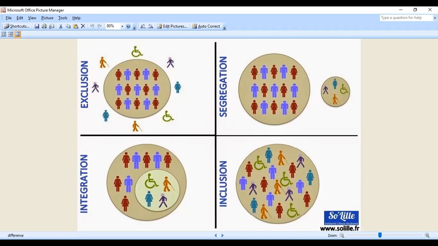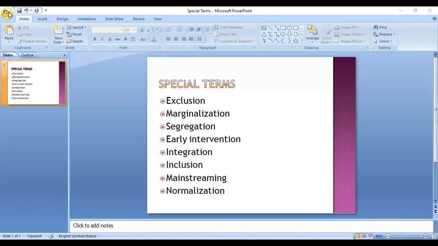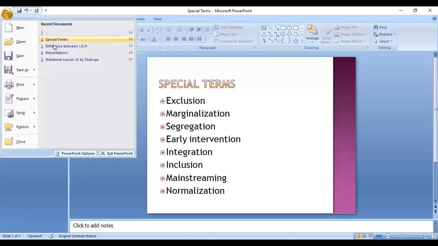Now another one is next one. Again we are with the slide. Can you see this slide? Special terms.